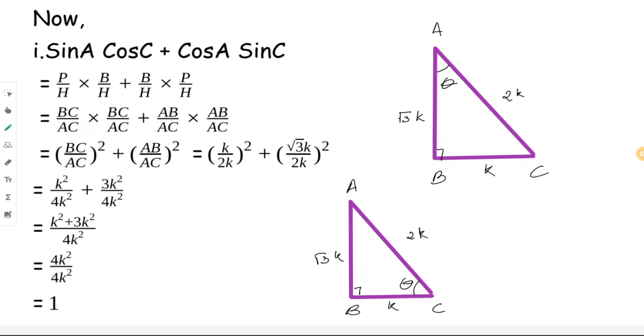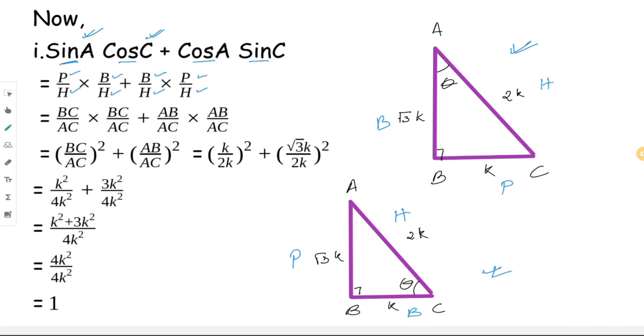So now sine A cos C plus cos A sine C. I'm just writing down a side. Sine, what are the two sides? Perpendicular by hypotenuse. Cos, what are the two sides? Base by hypotenuse. Cos again, base by hypotenuse. Then sine, perpendicular by hypotenuse. Now be careful, because this is sine A, which means we'll be looking at this diagram, and when they say C, we'll be looking at this diagram. Here, this is our hypotenuse, this is our perpendicular, and this is our base. Here, this is our hypotenuse, this is our perpendicular, and BC is our base.